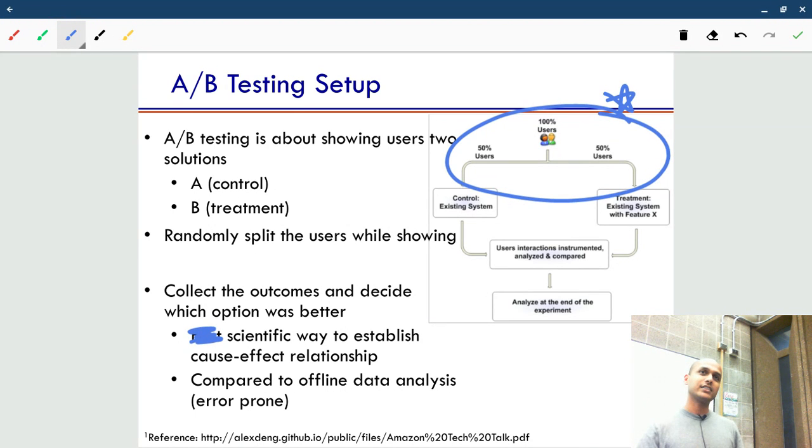Okay, and so the random splitting is to ensure that the attributes of the users across the two sets of users who saw option A and option B, their statistics are the same. Their features or covariates or their preferences, everything is almost the same. Okay.